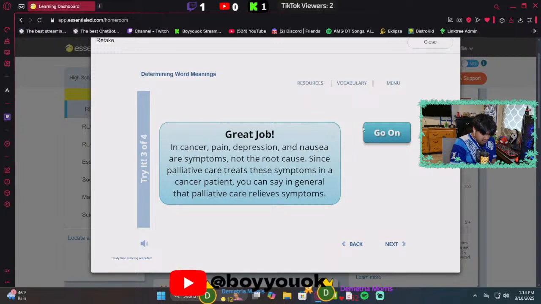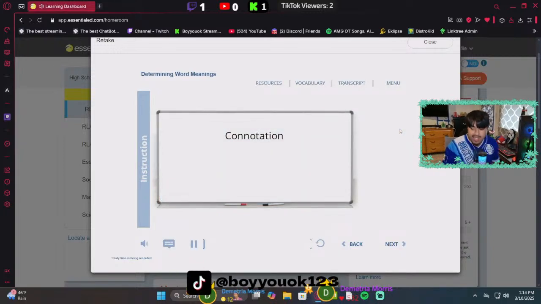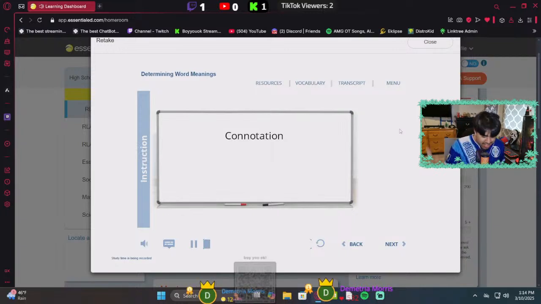Smart boy. That's what I'm saying. Now, there are a couple more things to think about when you're trying to understand new words. One is connotation.